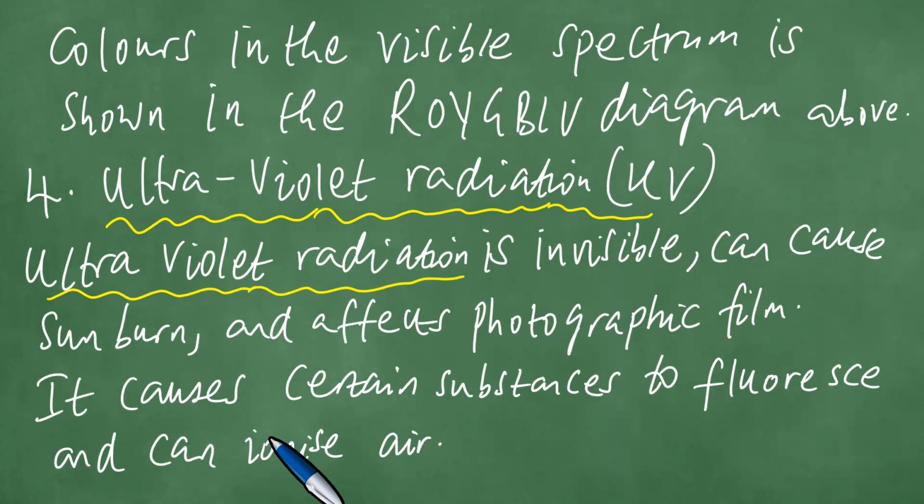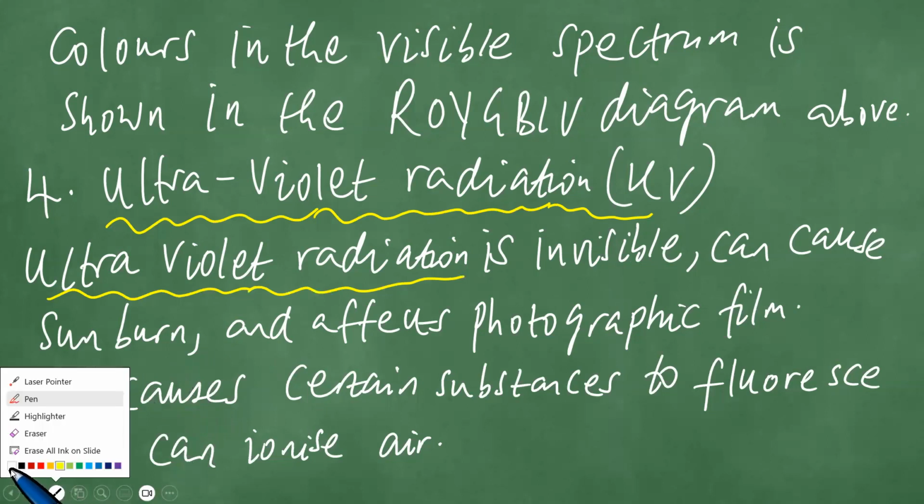And obviously, this form of radiation can cause sunburn because it is mostly from the sun. If you're just in the sun for too long, you are likely to be exposed to UV radiation from the sun, and it can cause sunburn. And now you look at your skin and realize that, my goodness, you're scorched.